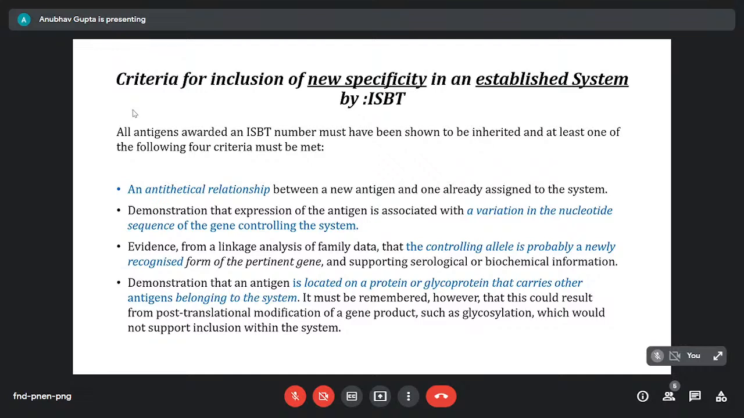Suppose you are not having an allele or gene identified for that system, you can still keep that antigen in a series or in a collection, but it doesn't get clubbed under the system. Getting my point? So what are the collections?